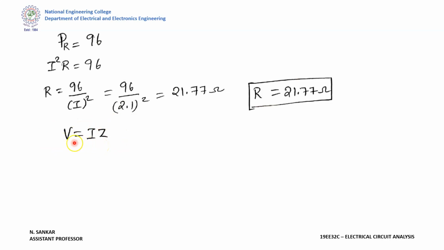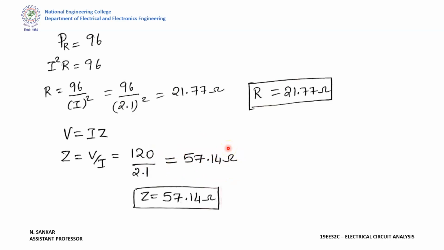As per Ohm's law, V is equal to I into R. In an AC circuit it will be I into Z. Here Z is nothing but root of R square plus XC square. From there we can calculate the value of XC. First we will find the value of Z. Z is nothing but V by I. We know the value of V and I. V is equal to 120 and I is equal to 2.1. So from that Z is equal to 57.14 ohms.